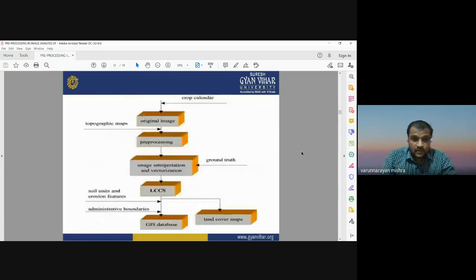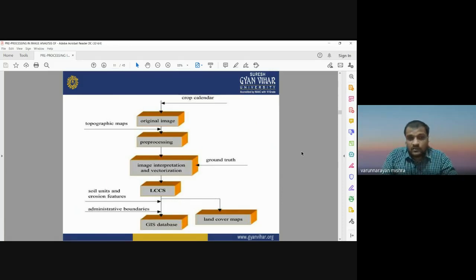This is the flowchart showing the processing of the original images. Then we perform the pre-processing, then image interpretation can be done, then we can have some useful information, land cover information. After getting this information, we can use it to create a GIS database, and then we can use it for several applications, for several studies.